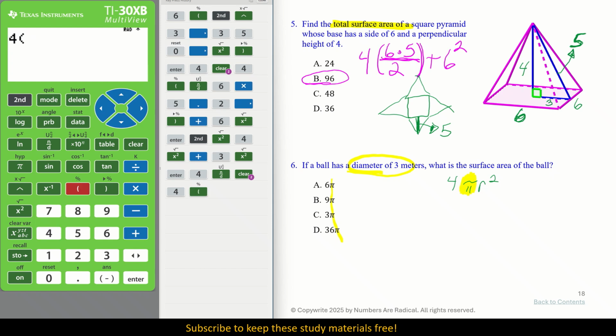4 parentheses is probably best because we're talking order of operations. So put your fraction in. What do we need? We need 3 divided by 2. That's diameter divided by 2, which is the radius. And then you go over and we need to square our radius. So now you can push square, parentheses, press enter, and 9 is what we need, which again would be option B.